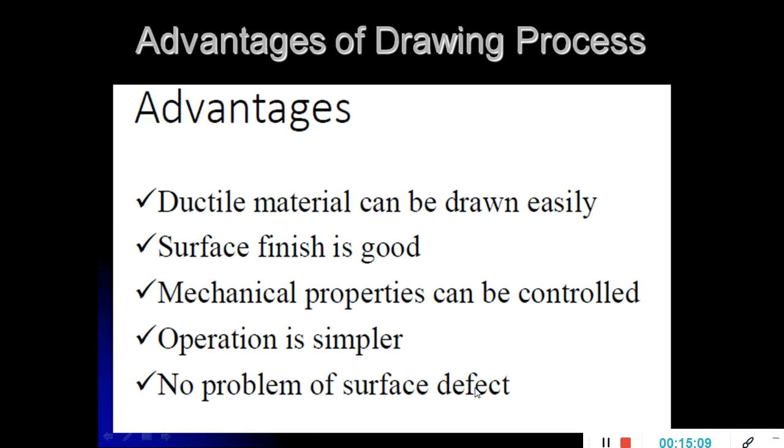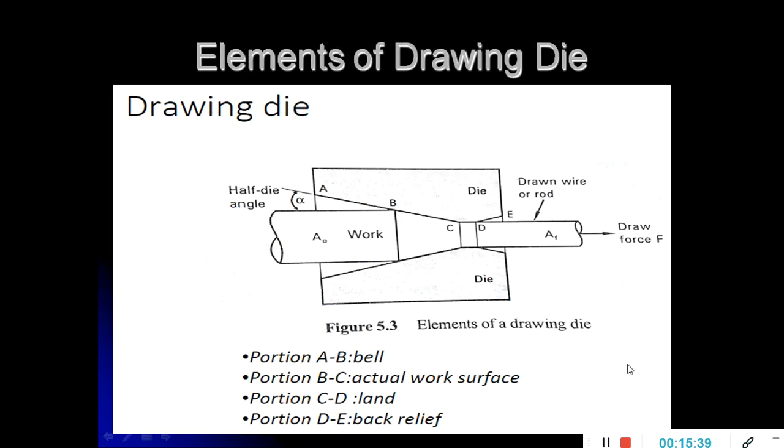No problem of surface defects. Some defects are there, but there is no surface defect. As defects are produced in the rolling operation, here there are no surface defects. Of course there are some defects in drawn products, but surface defects are not present. Therefore there is no question of a surface defect. So these are some important advantages of a drawing process.